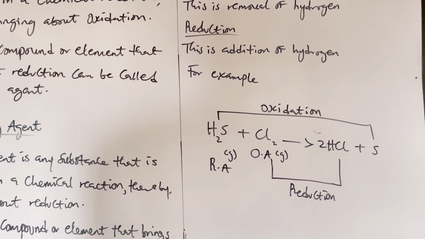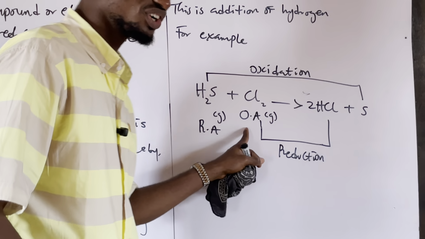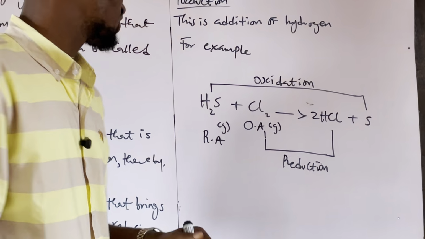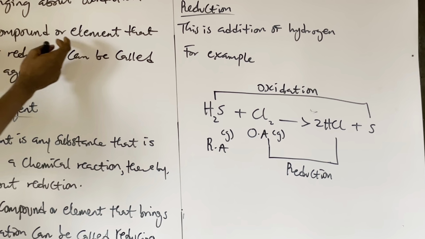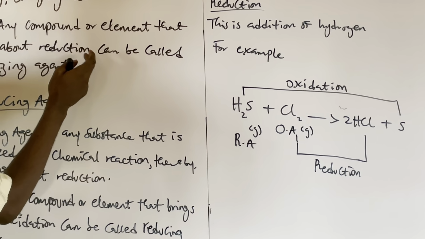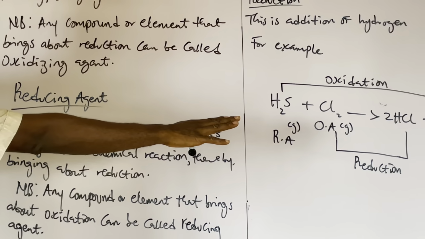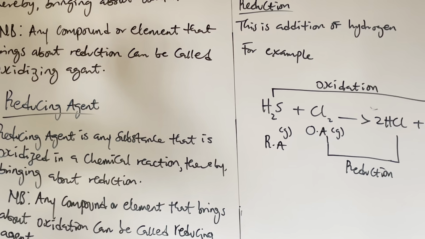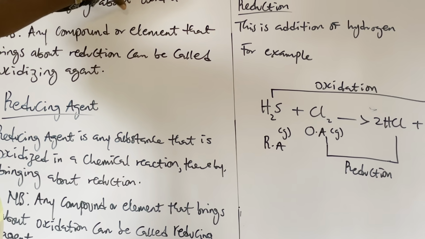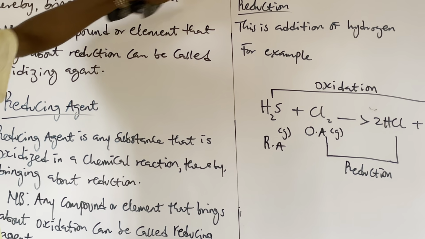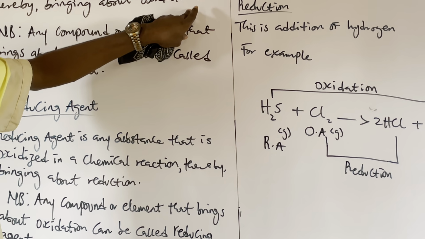I want to be sure whether you are following what I've been teaching you all this while. This is the reducing agent and this is the oxidizing agent. Do you get that now? Why? Because this brought about oxidation. Remember what I told you, that any compound or element that brings about reduction can be called an oxidizing agent, but it does not apply here. This one applies to addition of oxygen. So we are going to focus on this. An oxidizing agent is any substance that is reduced in a chemical reaction, thereby bringing about oxidation.